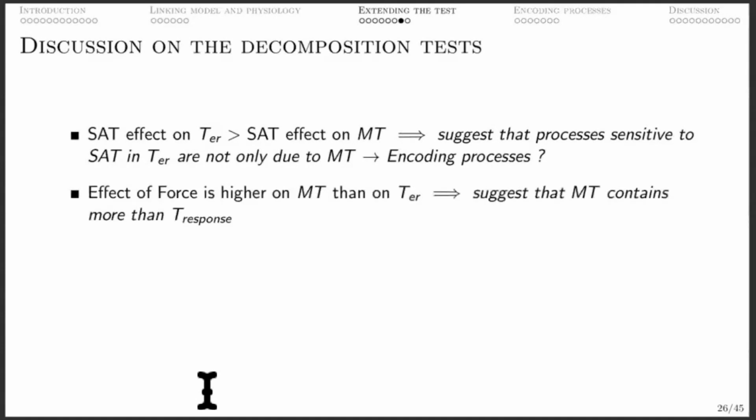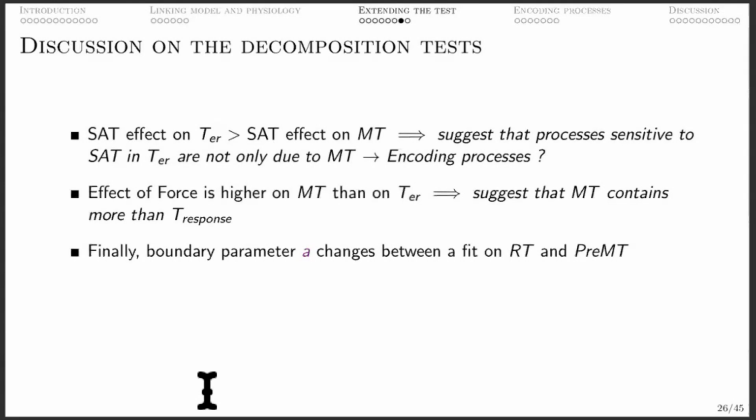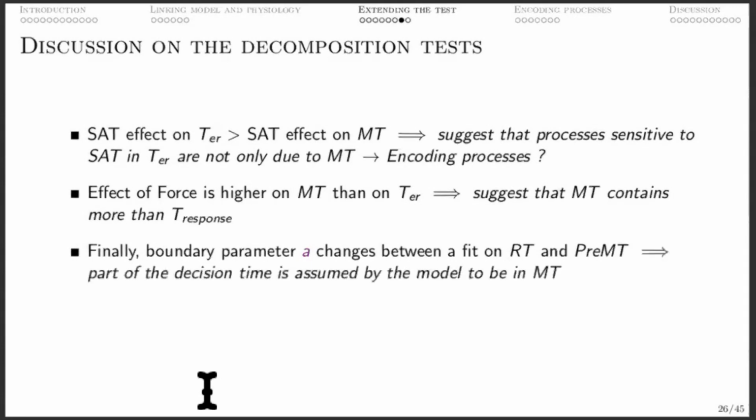This suggests that the motor time contains more than only the time needed to execute the response that is estimated by the model. And it's coherent with the fact that the boundary parameter A changes between a fit on reaction time and pre-motor time. This does show that part of the decision time that is assumed by the model is contained in the motor time we are recording using EMG. So this makes a direct prediction.